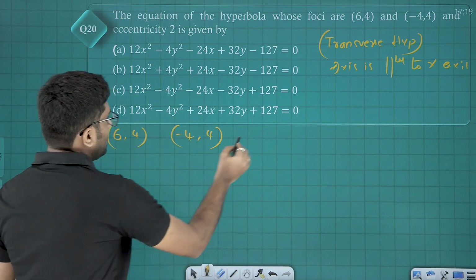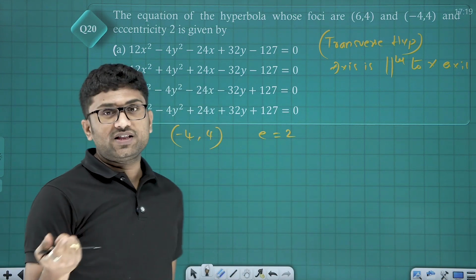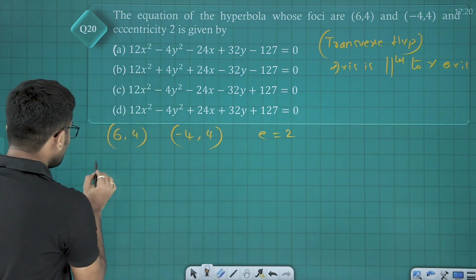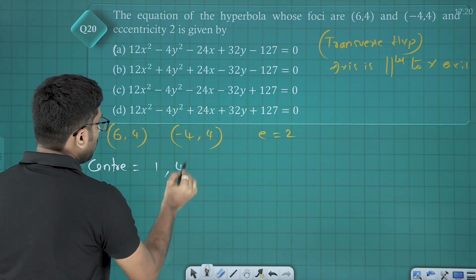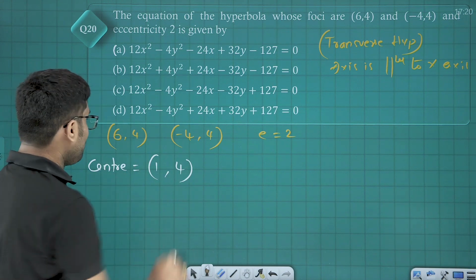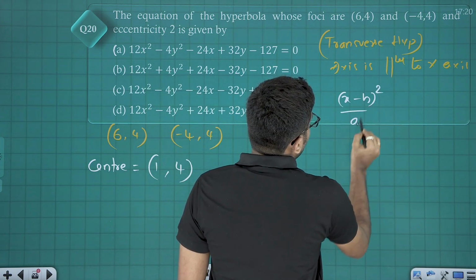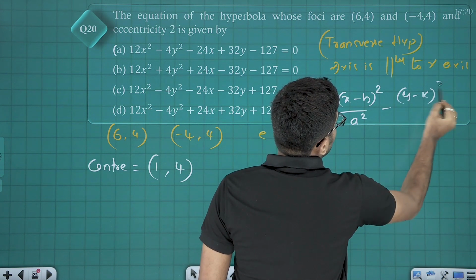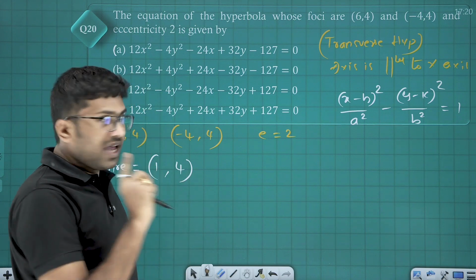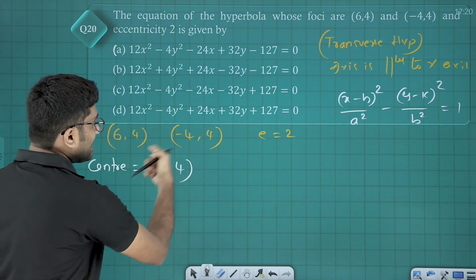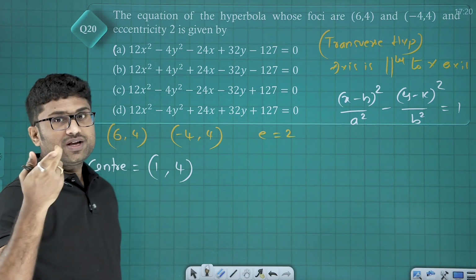Now, eccentricity they have given two. First thing is, if foci are given, how do we find the center? Center is the midpoint of the foci, correct? 6 minus 4, 2 by 2, 1 comma 4 will be the center. Acha. So h comma k we know. Now the equation of the hyperbola will be like this: x minus h whole square by a square minus y minus k whole square by b square is equal to 1. So to know the center, h comma k we know. A and b are mandatory. Now what is the distance between two foci? Distance between foci will always be, because one is AE comma 0, AE minus AE comma 0.